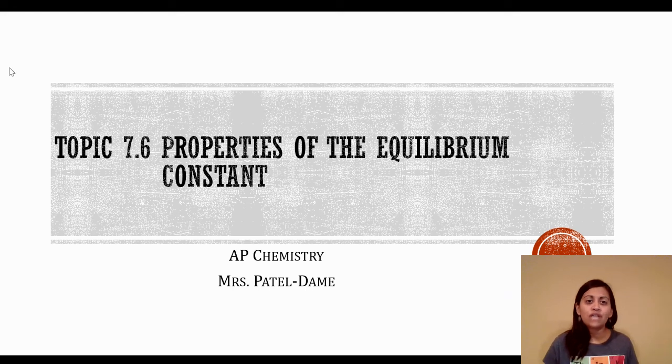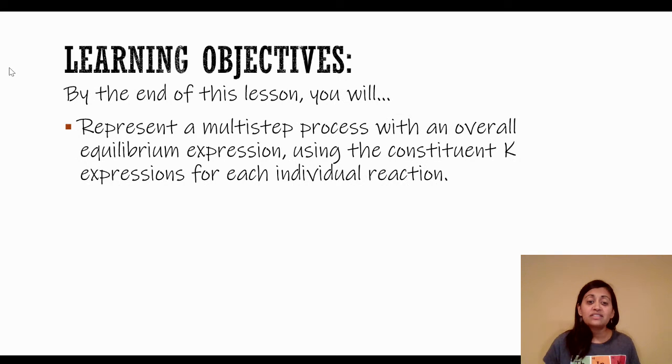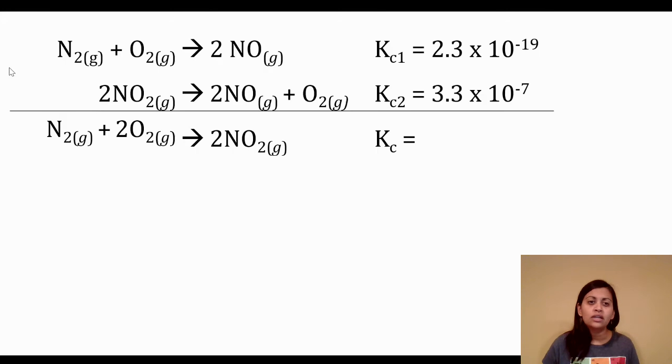So today we're going to go over topic 7.6, Properties of the Equilibrium Constant. In this lesson, you're going to represent a multi-step process with an overall equilibrium expression and then use its constituent K expressions for each individual reaction. As we've seen before, reactions occur in multiple steps. We've seen this before with Hess's law and with rate laws.